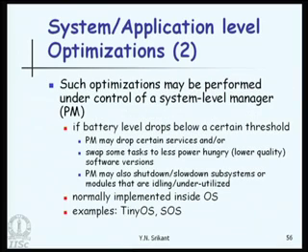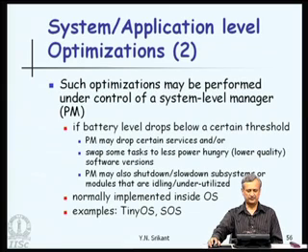Such optimizations may be performed under control of a system level manager. So, if the battery level drops below a certain threshold, for example, the power manager may drop certain services and possibly swap some tasks for less hungry software versions. The power manager may also shut down or slow down subsystems or modules that are idling or underutilized. So, these are all possible, and the battery life may be enhanced by such steps. These are all normally implemented inside the operating system.